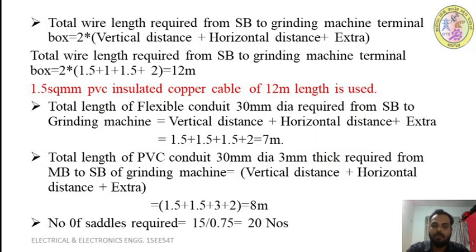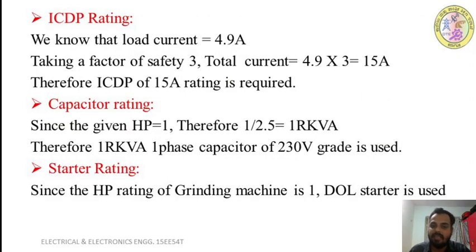So we have taken the connection from your main board to the switchboard, and from your switchboard to the grinding machine terminals. Then what are the materials you required? You require ICDP. Here the grinding machine is single phase, so we are using ICDP.